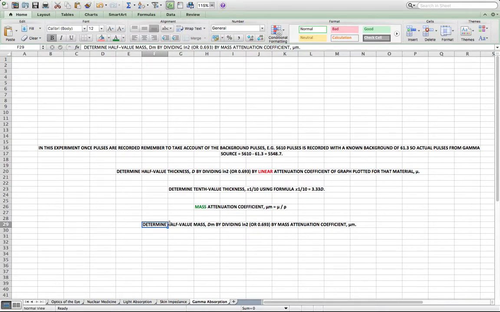And from this mass attenuation coefficient you can determine a half value mass, known as dm, and this is done by dividing ln2, or 0.693 again, by the mass attenuation coefficient you previously calculated, mu m, the mass attenuation coefficient, to give you dm, the half value mass, which is the mass of material you require to halve the count of the radiation source.